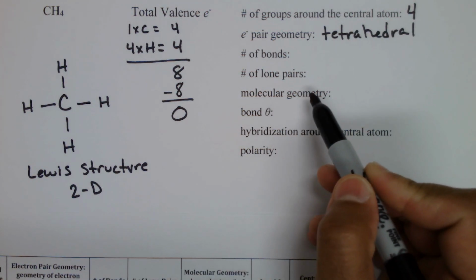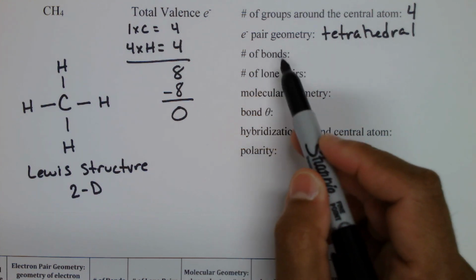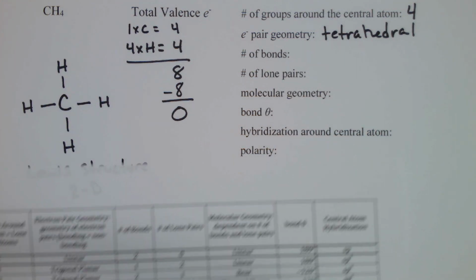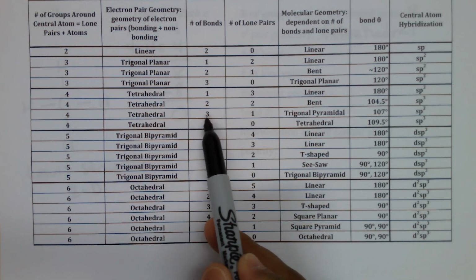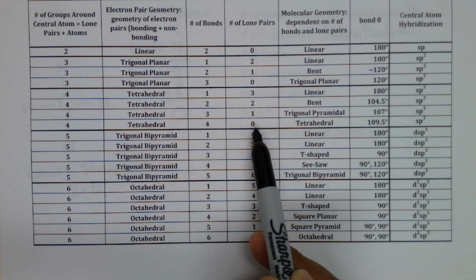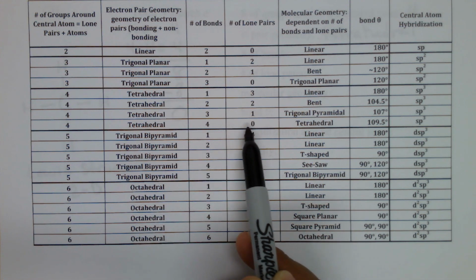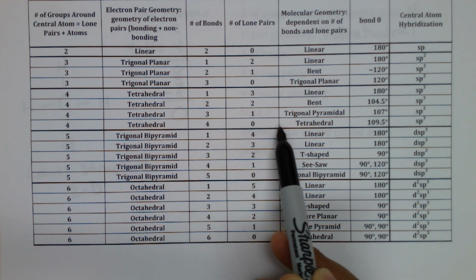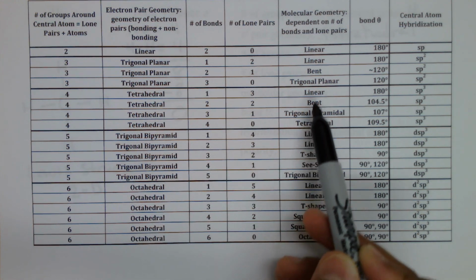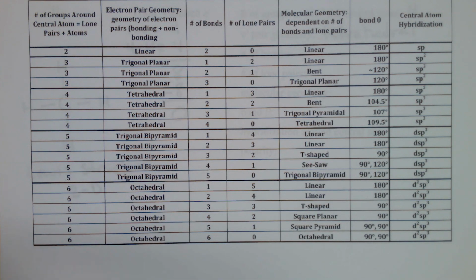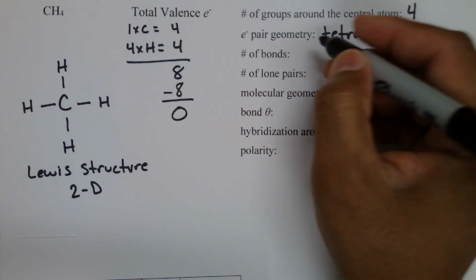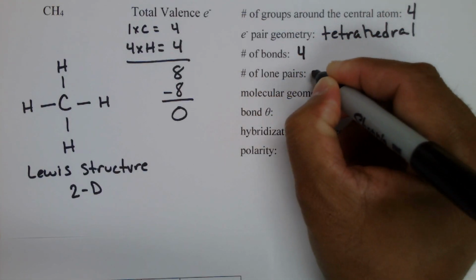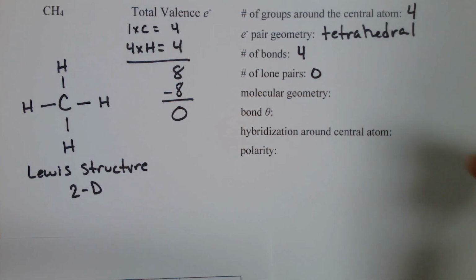The molecular geometry is dependent on how many bonds or lone pairs are present. So in this case, we have methane with 4 bonds and 0 lone pairs. So we're looking at this line right here. And notice that's going to give us our specific name for the molecular shape or molecular geometry. So that's also called tetrahedral. 4 bonds and 0 lone pairs around the central atom.